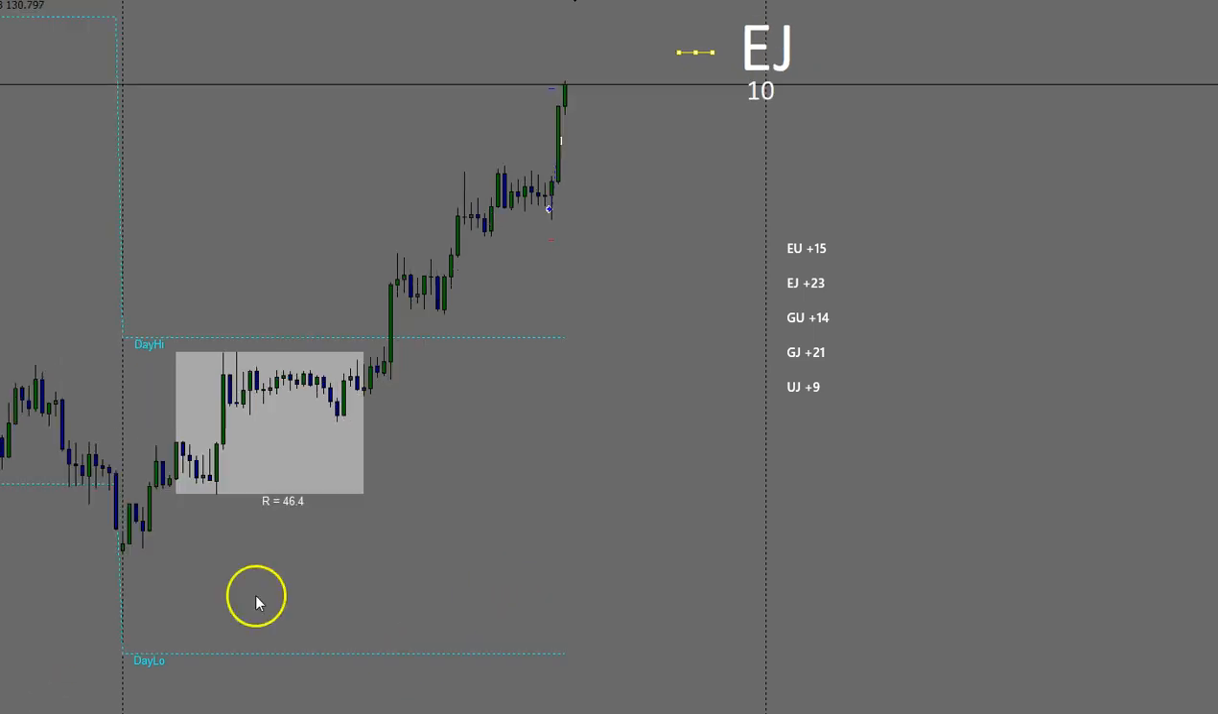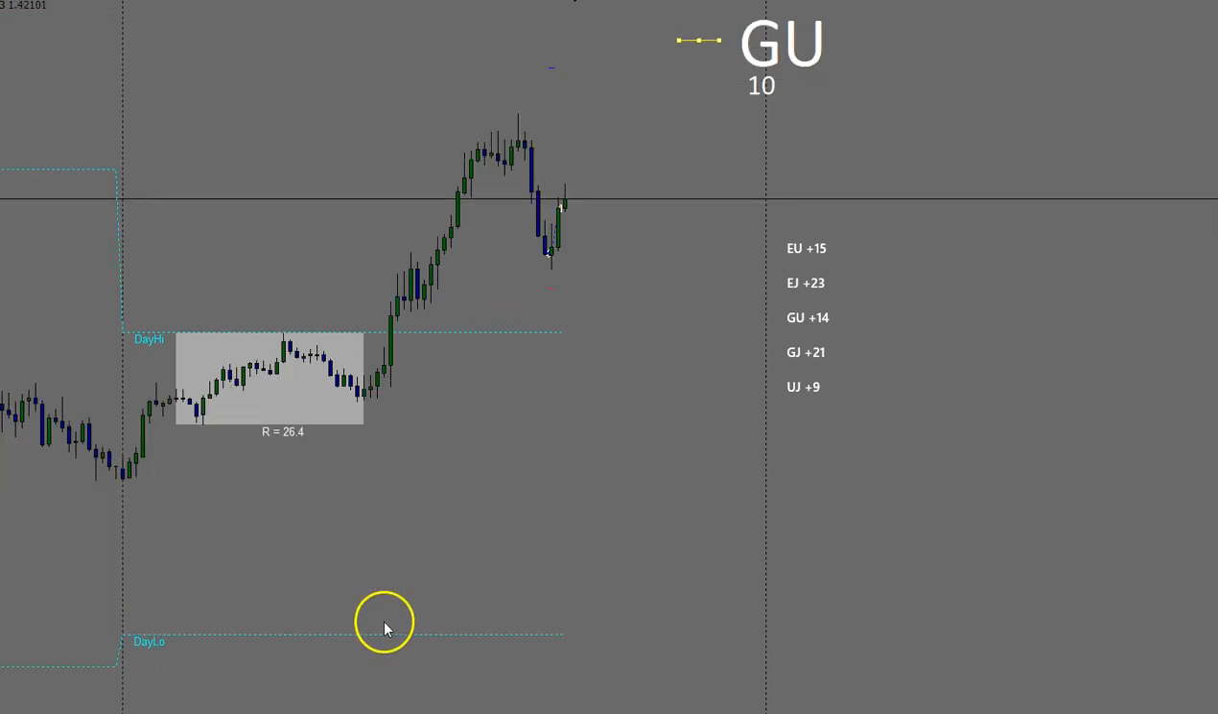The Euro Japanese yen. Took this down here at 39. Let the trade run up and up here. That gave me 23 pips, giving me more than 2 to 1 on that trade there. So the EJ gave me 23 pips.